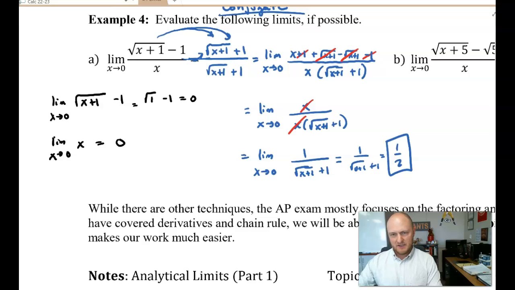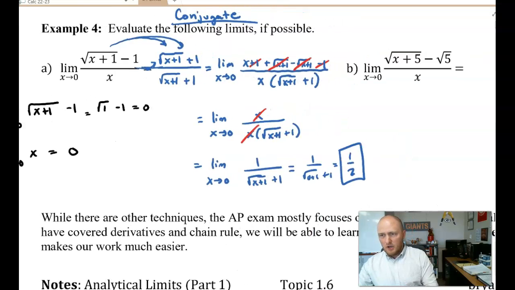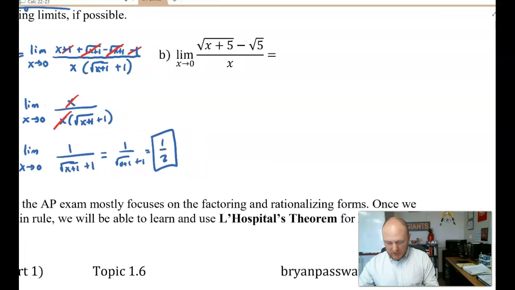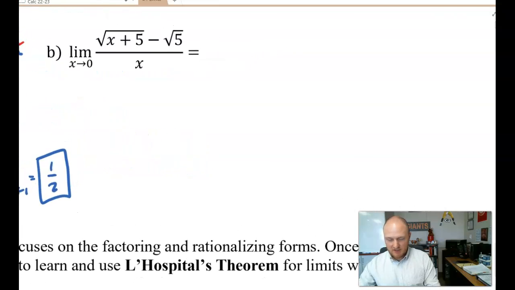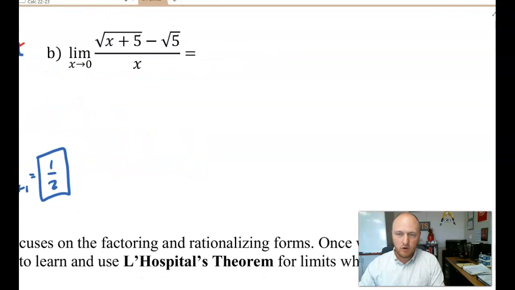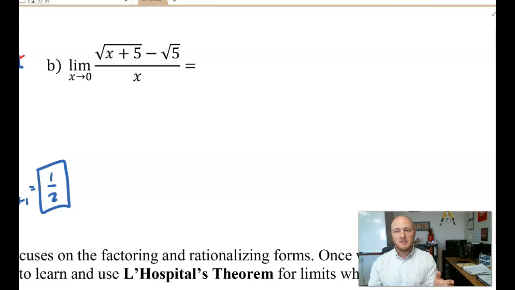Okay, that's multiplying by the conjugate. All right, part B. Trust me, this is an indeterminate form. We're going to go ahead and use the same idea. We're going to multiply by the conjugate. Please pause the video, pause me right now, and then I'll walk through this in a moment. So I want you to try. First of all, what is the conjugate? What is the conjugate?